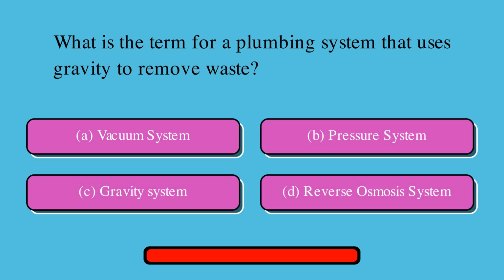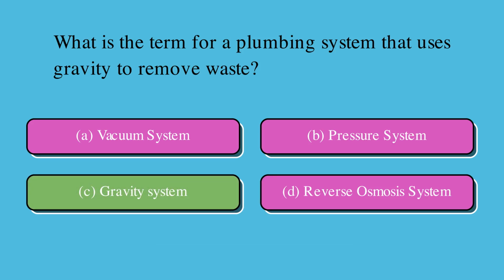What is the term for a plumbing system that uses gravity to remove waste? Is it A. vacuum system or B. pressure system or C. gravity system or D. reverse osmosis system? The correct answer is C. gravity system.